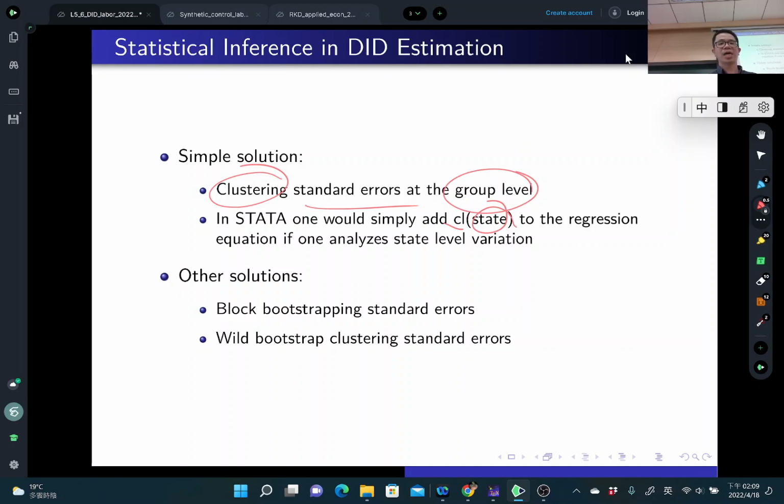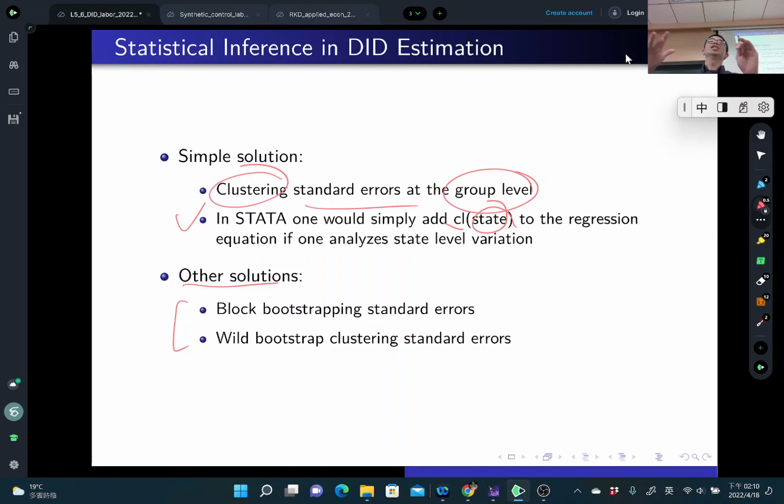Okay. And there are other solutions I will not mention in this class, like using block bootstrapping or wild bootstrapping, which can also help you calculate such standard errors. But they are all very similar. You just calculate some clustering standard error based on some group level. Usually, if you do that, your standard error will become larger, so your results will become less statistically significant.